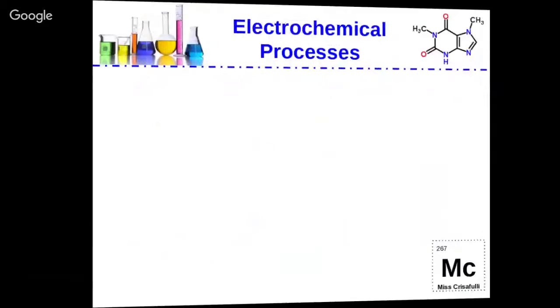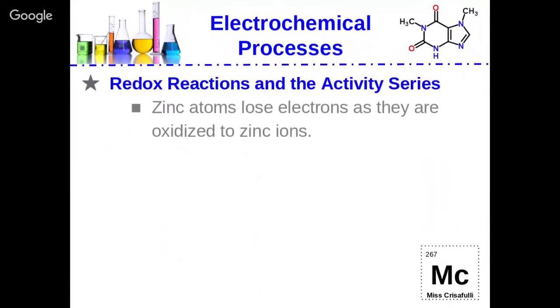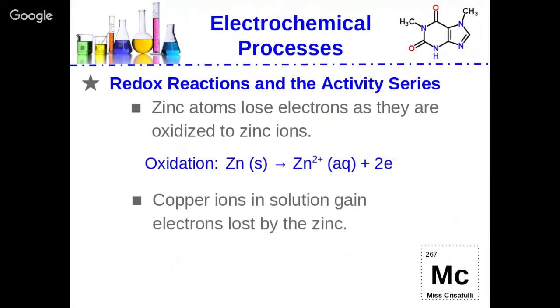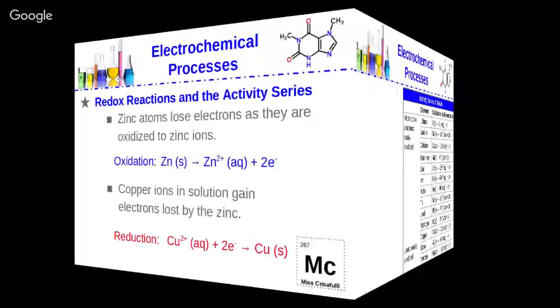So what does that look like? Zinc atoms lose electrons as they are oxidized to zinc ions. So in our oxidation reaction, remember, we have electrons being lost, so they're going to be on the product side. Then the copper ions in solution gain those electrons lost by zinc, and our reduction reaction looks like this, because remember, reduction gains electrons. And so we have copper 2 plus and 2 electrons going to copper solid.